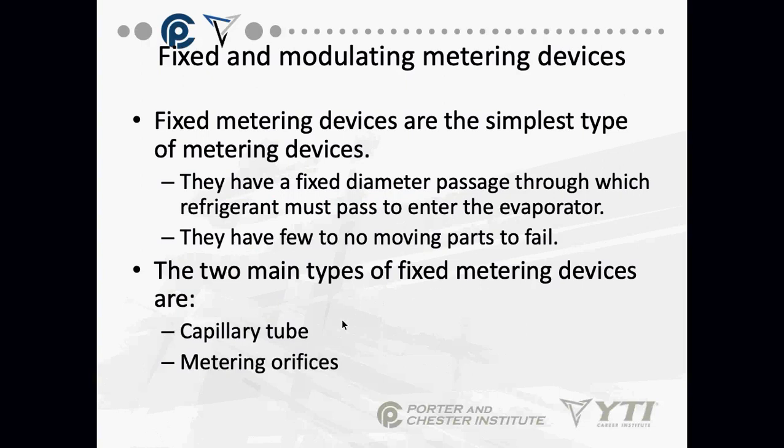There's two types of fixed metering devices, the cap tube and the metering orifice. These a lot of times are referred to as fixed orifices. Okay? You see them in the vendor's manuals as fixed orifice. By the way, the vendor manual is shipped with every unit. Where do I normally find it when I go out on a job site? The installation instructions. Where do I normally find them? Inside the unit.